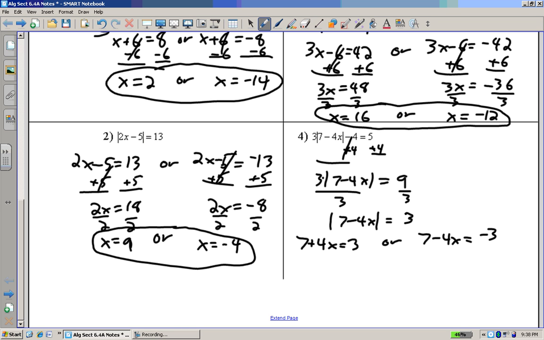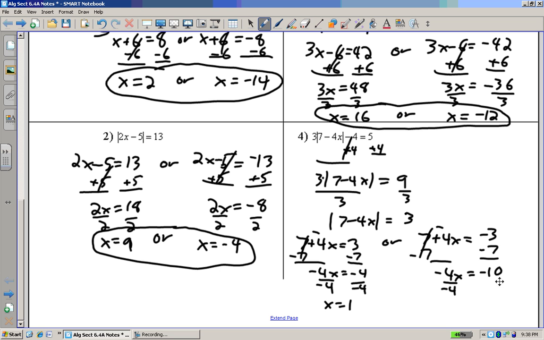Now let's keep, change. That's obviously not necessary, but we're going to go there. Let's subtract 7 from both sides. Negative 4x equals negative 4. And divide by negative 4. X equals positive 1. Or we can subtract 7 from both sides. We get negative 4x equals negative 10. Divide by negative 4. And x equals positive 10/4, which is 5 halves.